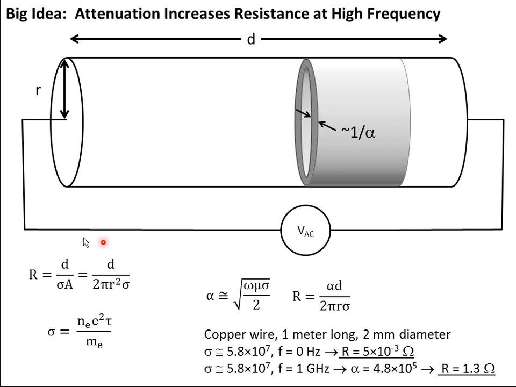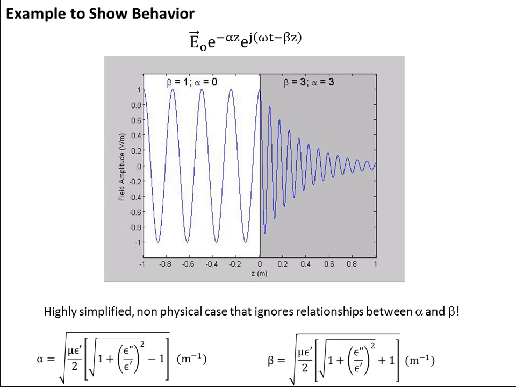And if we rederive our expression for the resistance of a wire, we find something that looks like this expression right here, where it is both conductivity dependent as well as absorption coefficient dependent, and that absorption coefficient essentially depends on the frequency. We also in the previous videos ran some examples to show the behavior.